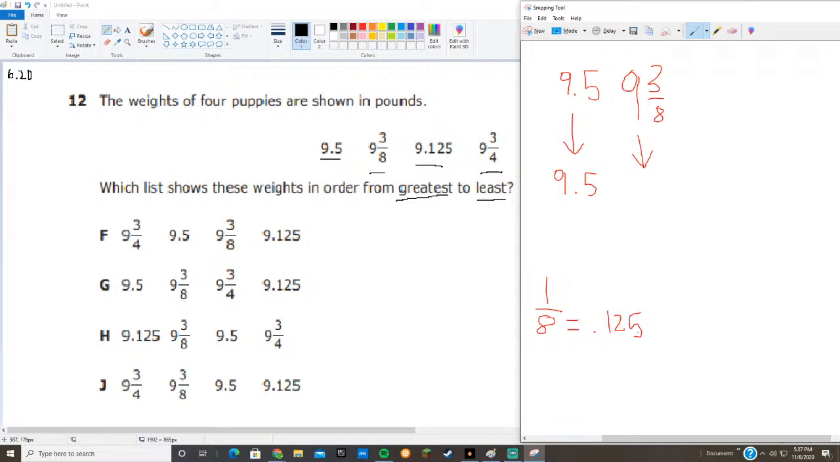Meaning, let's say it was 9 1/8. That would be equal to the 9 here, and 1/8 is equal to 0.125. So it'd be 9.125 if it was 9 1/8. But it is not 9 1/8. We have 9 3/8, meaning we'll have this here times 3.